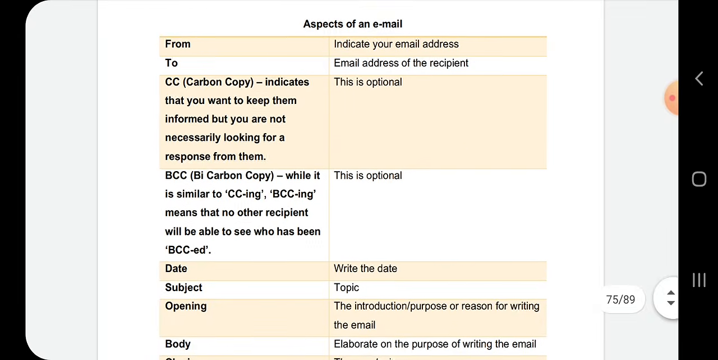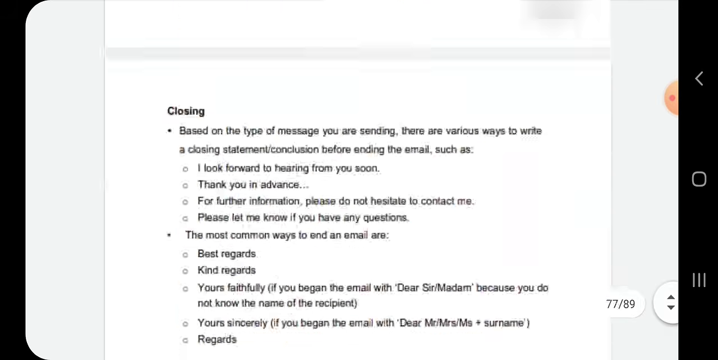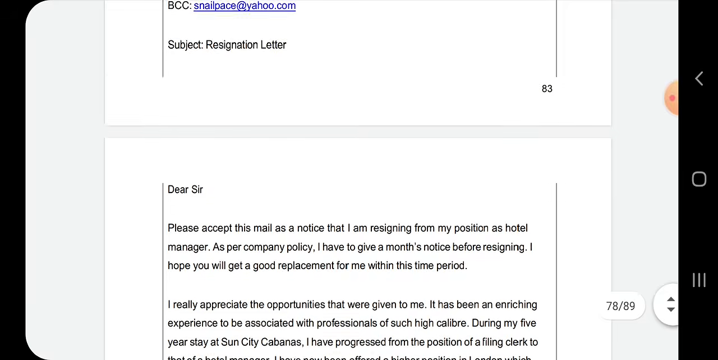And then BCC, while it is similar to CCing, BCCing means that no other recipient will be able to see who has been BCC'd. All right. And then you will have a subject, which is what are you writing about? It's a resignation letter. That is your subject.